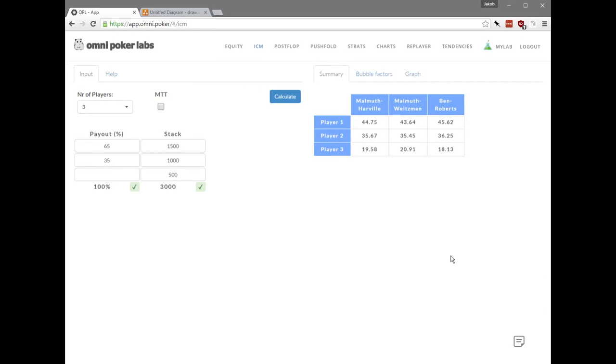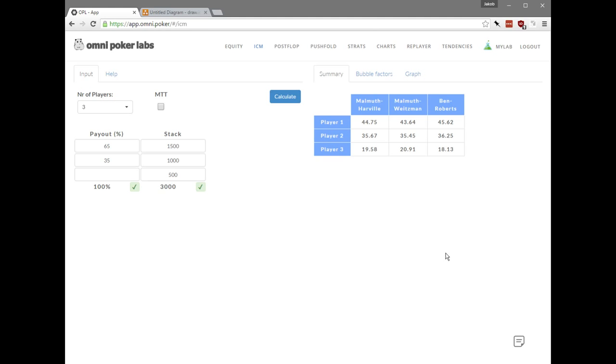Hey guys, today I'm going to talk a little bit about the theory of ICM and bubble factors. So the basic theory of ICM is that in a tournament, the chance of finishing in one of the top places is directly proportional to the relative size of a player's chip stack. And ICM models try to quantify that idea.